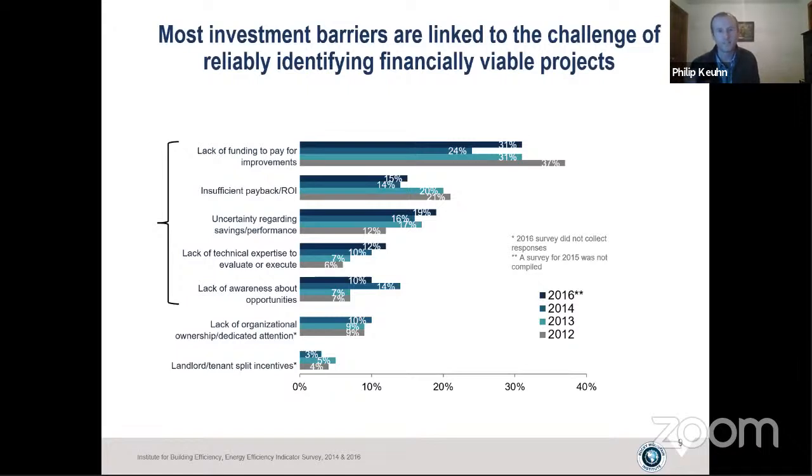One thing I think is interesting is you can cluster those, and a lot of them are really around just reliably identifying financially viable projects. And so that's another key focus for us: how do you do that, and do that in a way that you really engage building owners en masse.